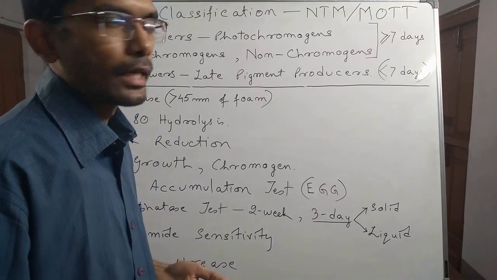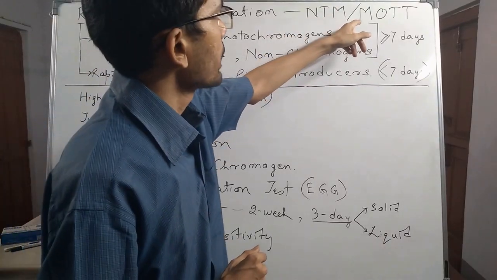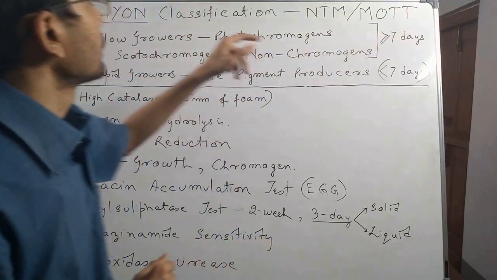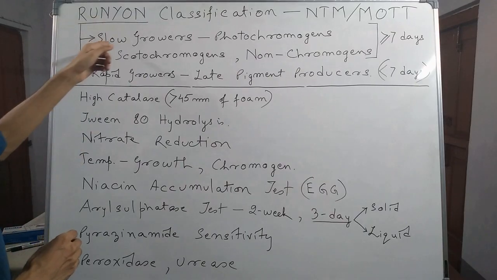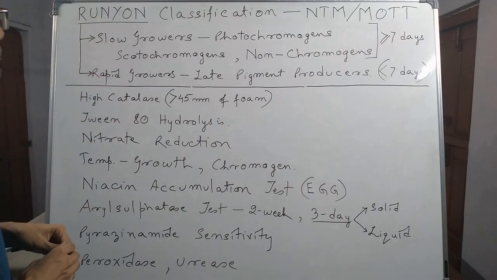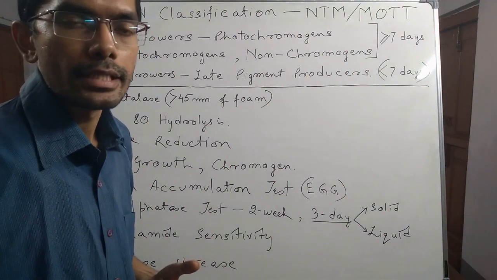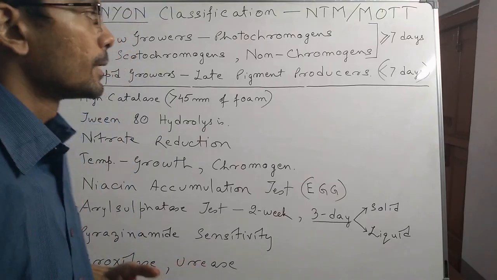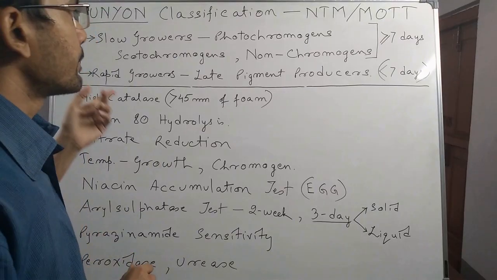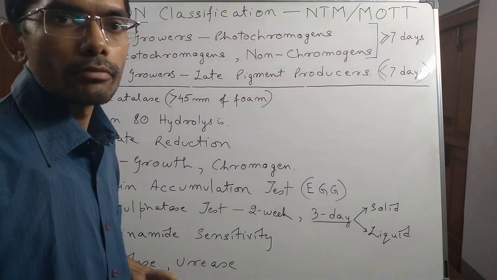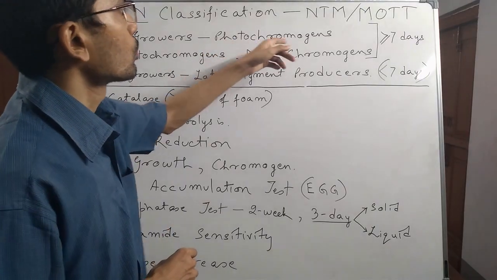These atypical mycobacteria are also called non-tuberculous mycobacteria or mycobacteria other than tuberculosis, and they were classified by Runyon and Timpe. They observed that some of them are slow growers and some are rapid growers. We saw previously that the typical mycobacteria take at least 2 to 3 weeks to develop observable colonies. But here, even the slow growers grow faster than the typical bacilli, and the rapid growers take less than 7 days. They also observed that some of these bacteria produce pigment on exposure to light, so they named them photochromogens.